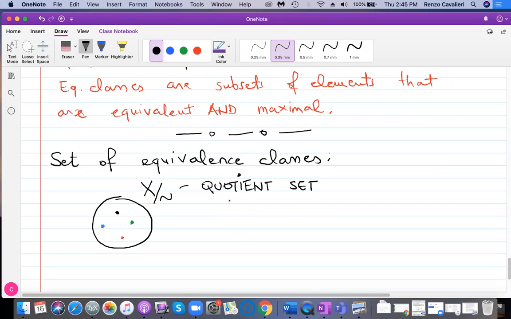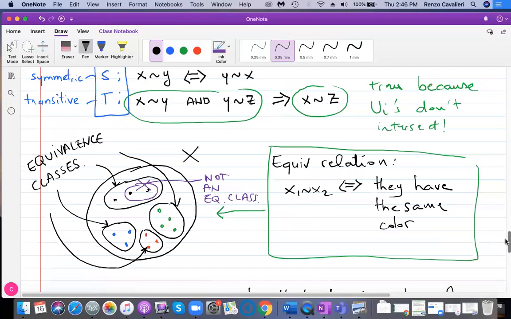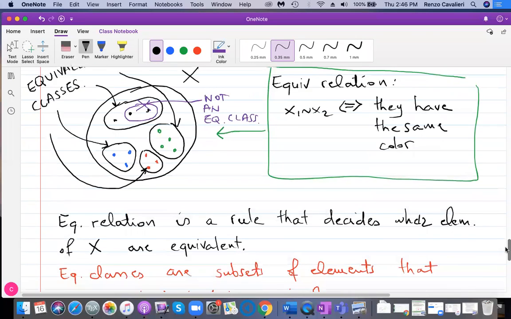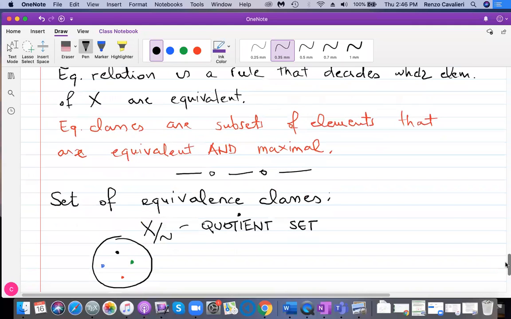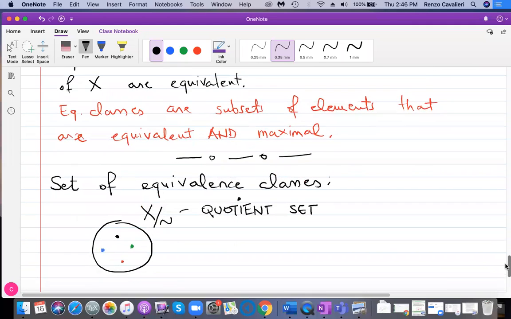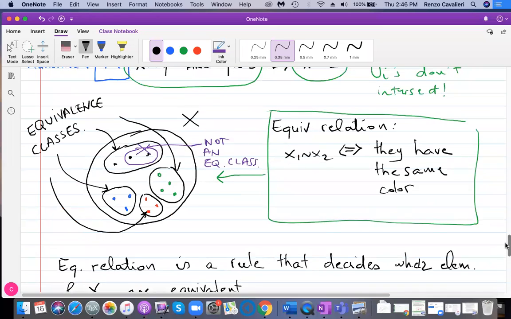So the confusing thing is that when I talk about an equivalence class, I might be referring to just one element of the quotient set, or I might be referring to a subset of X. And unfortunately, this is a confusion that math decided to not resolve, and we have to live with it. So you have to understand from the context whether you're talking about an element of the quotient set or a subset of X.